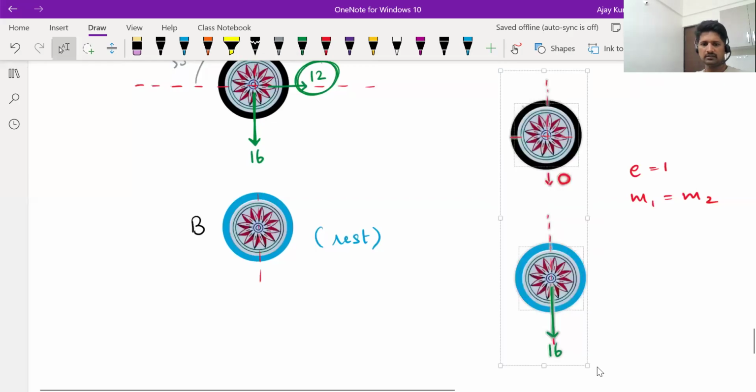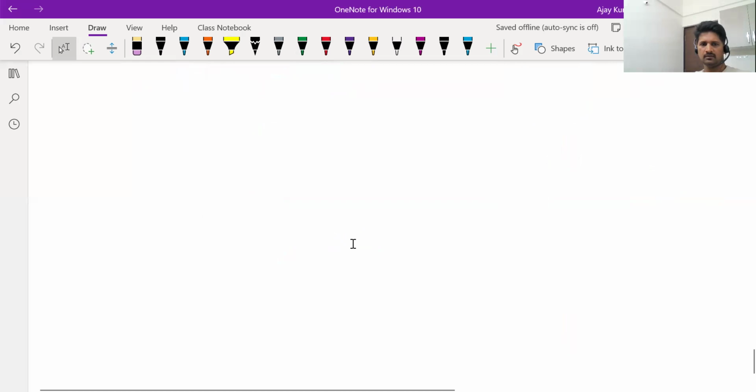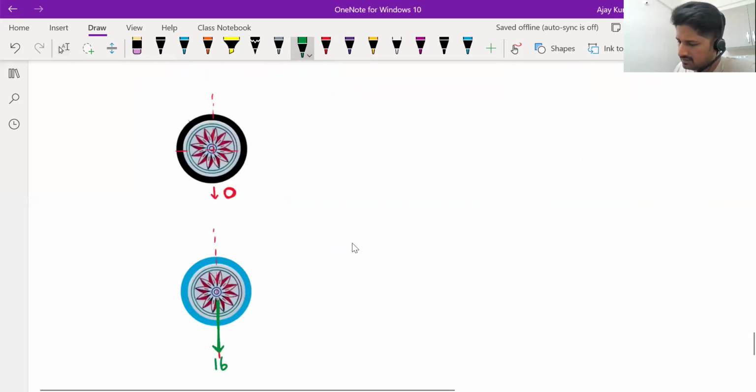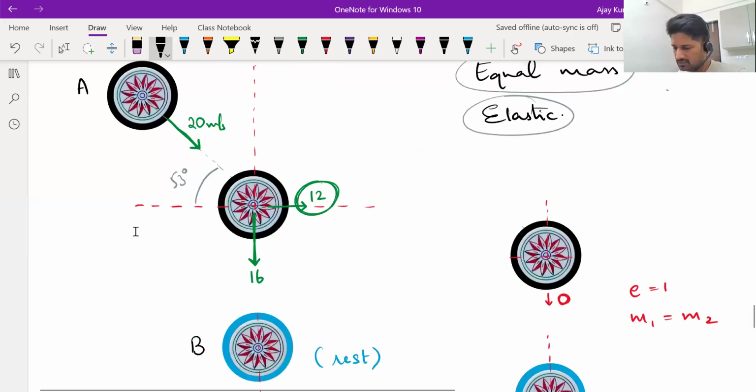Now visualize the complete picture. What is the complete picture? The first striker already has this component 12. That component stays with it. Y component is 0, but X component is 12. Therefore, the final velocity of the first striker is 12 meters per second i cap. And the second striker, it didn't have any velocity, it got this 16. Therefore, the final velocity of the second striker is minus 16 j cap. Okay. So effectively after collision, what will happen?